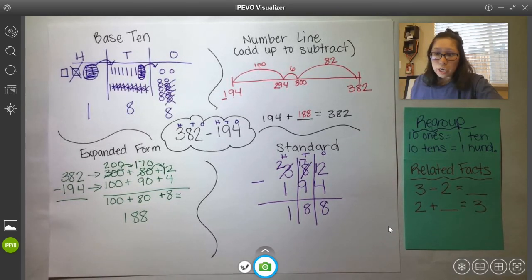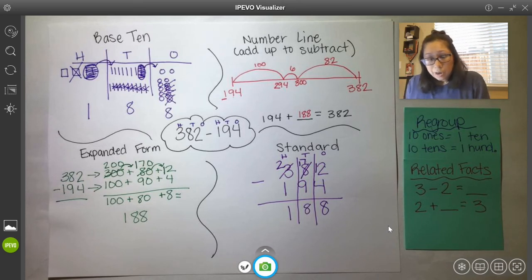Now those are the 4 strategies that you have a choice to choose from today. Please try each one of them, see which one works best for you. Some will be easy, some will be hard. Some will be easier on different problems. So try them out. This is your toolbox. See which one works best for you.